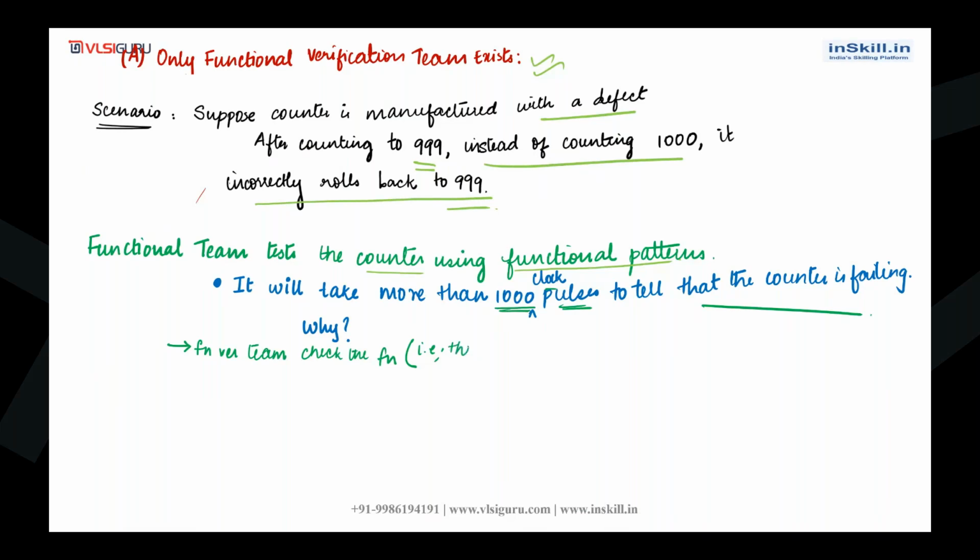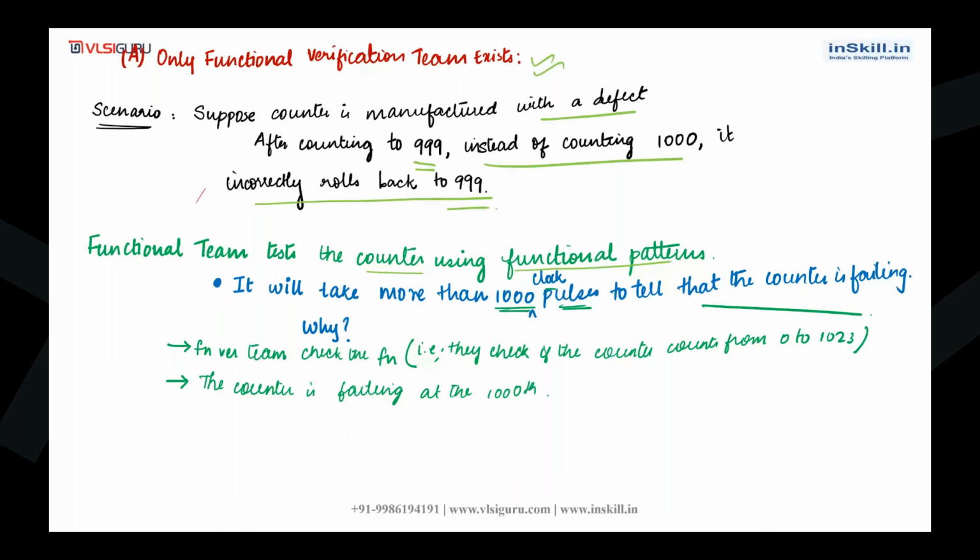So the functional verification team will check the functionality, that is, they will check if the counter counts from 0 to 1023. In this case, what is happening? The counter is failing at the 1000th pulse.